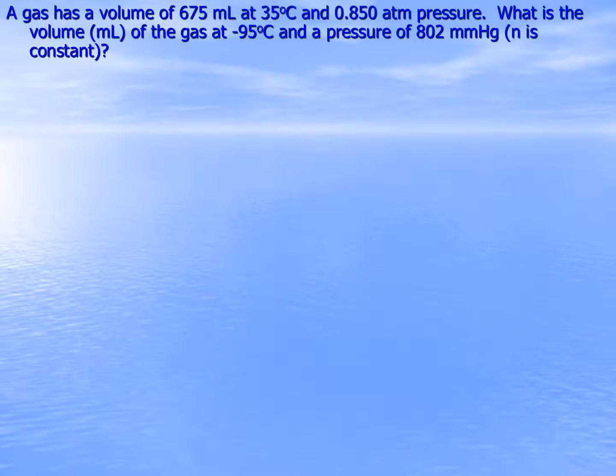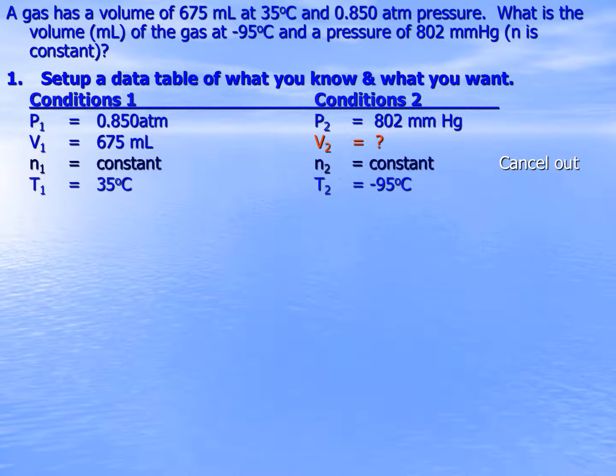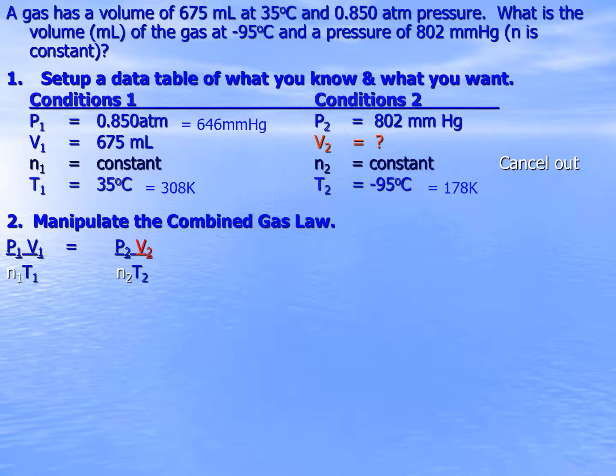Another quick example. A gas has a volume of 675 milliliters, a temperature of 35 Celsius, and a pressure of 0.850 atmospheres. What's the volume at negative 95 Celsius and a pressure of 802 millimeters of mercury? Now notice in this case we only really have one constant. So this is not any of the 4 gas laws. This actually is, if we take the combined gas law, P1 V1 over N1 T1, and just take out the N1 and N2, then we'll get our answer based on the P1 V1 over T1 relationship.